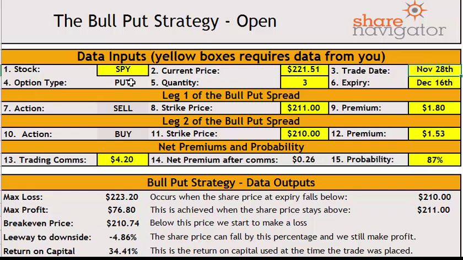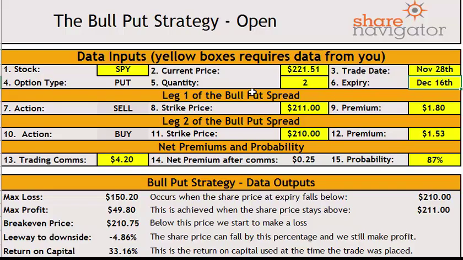The next one is automatically grayed out. Any sections that are grayed out, you don't need to put any data in. So it's a put option. The bull put spread is obviously using put options. The quantity we put in is 3. We can change that to 2 if you wish. And the expiry we're using is December the 16th. Again, you will select whatever expiry you want to use.